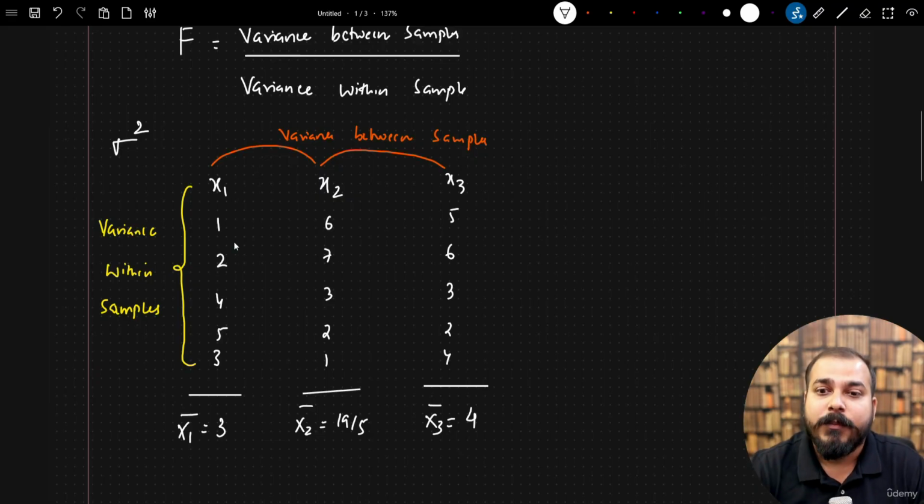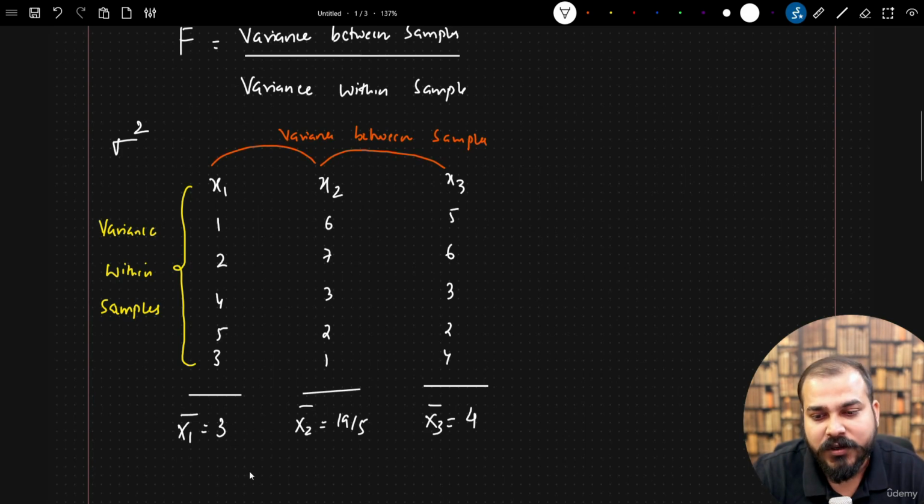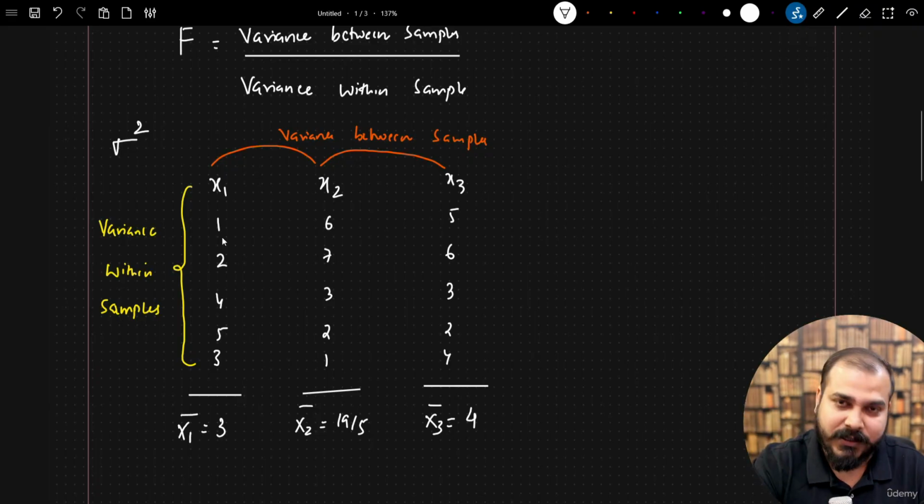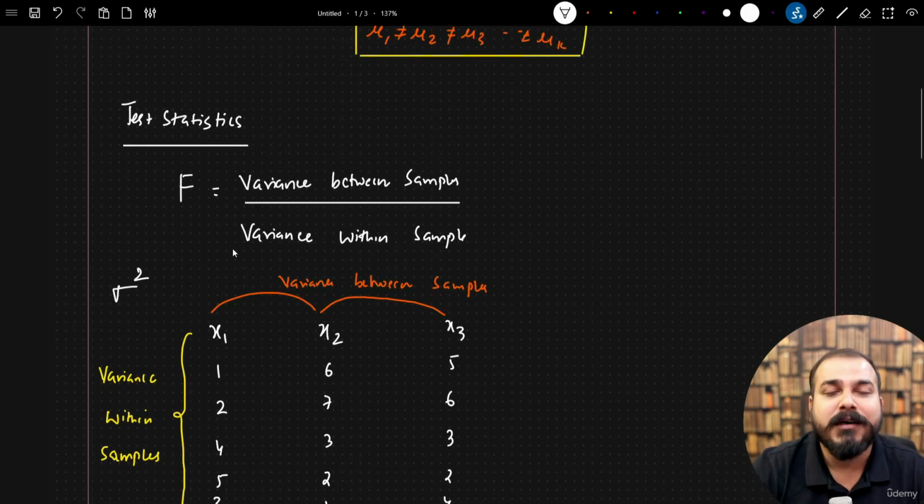Now variance within the sample means, with respect to this particular mean, how far or how different these numbers are. When we have this x1, I'm calculating the mean, 3. Over here x1 bar is 3. If we consider all these numbers, 1 is less than 3, 2 is less than 3, 4 is greater than 3, 5 is greater than 3. Now, what is the difference compared to the mean? That talks about your variance itself, how different it is. So this is what we consider in order to calculate the F test in short.